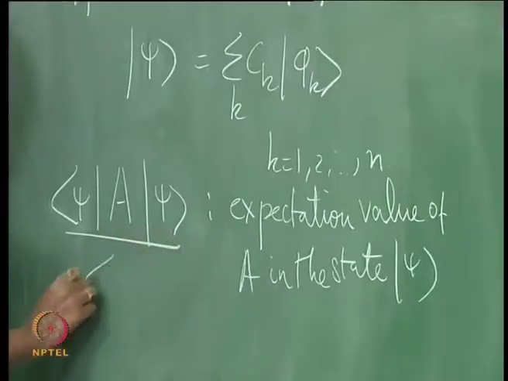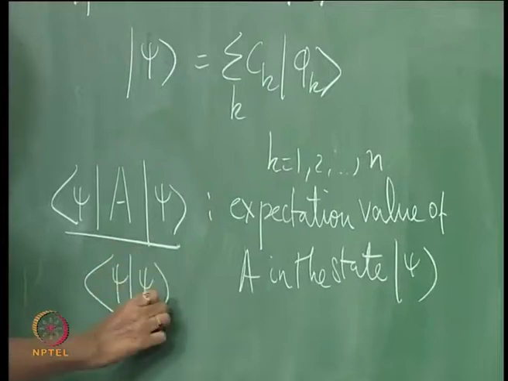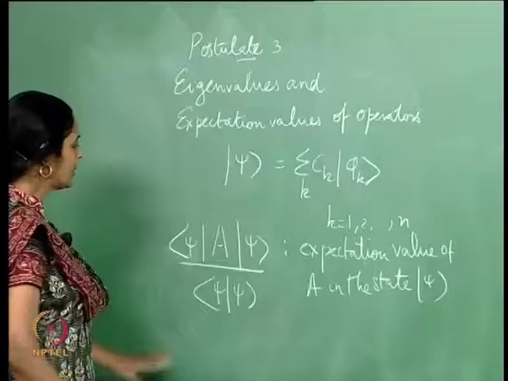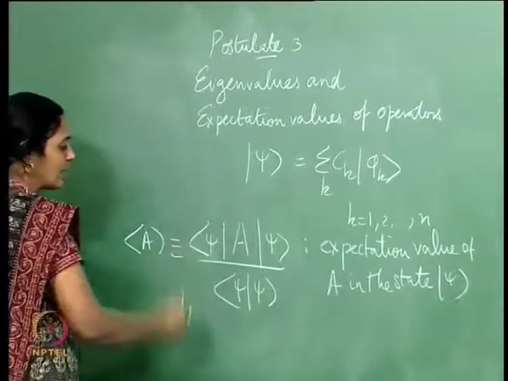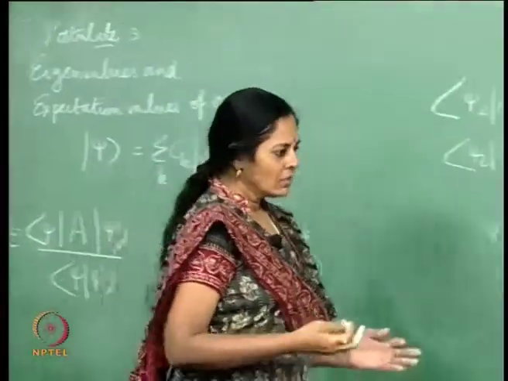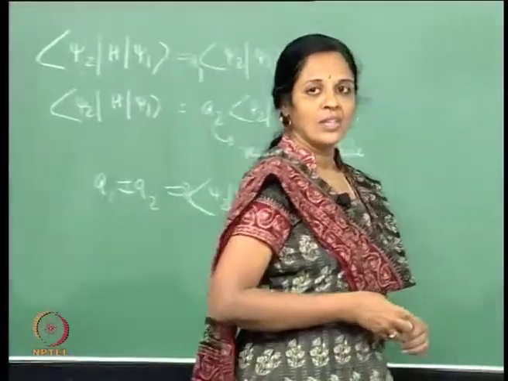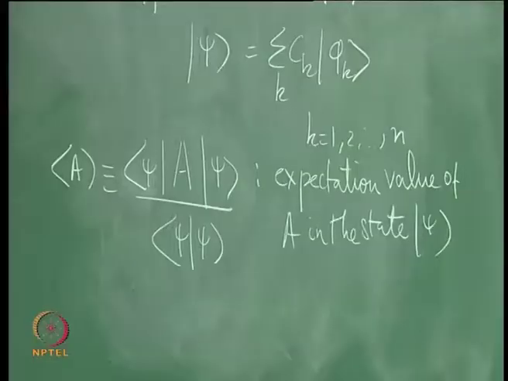This should be suitably normalized because psi itself may not be normalized to unity, and this has a shorthand notation A is identical to this. So, wherever the state is not an eigenstate of A, it is a different matter that it will collapse to the eigenstate after measurement.